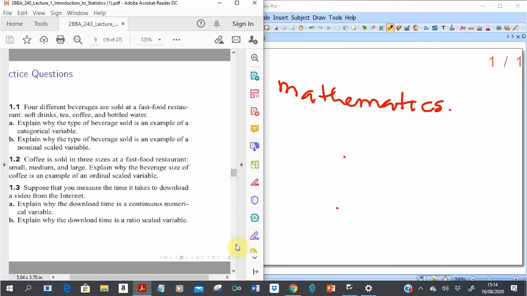Now we have to explain why the type of beverage is an example of a nominal scaled variable. Can we put any rank on the types of drinks sold? No, we can't. Therefore, this is categorical, but the types of beverages cannot be ranked. Therefore, we have a nominal scale.